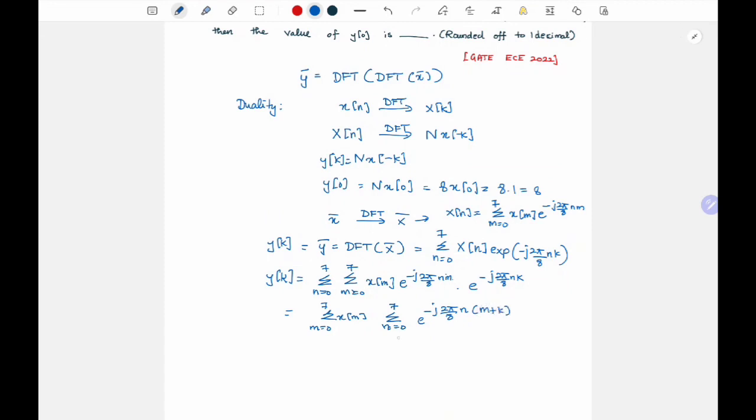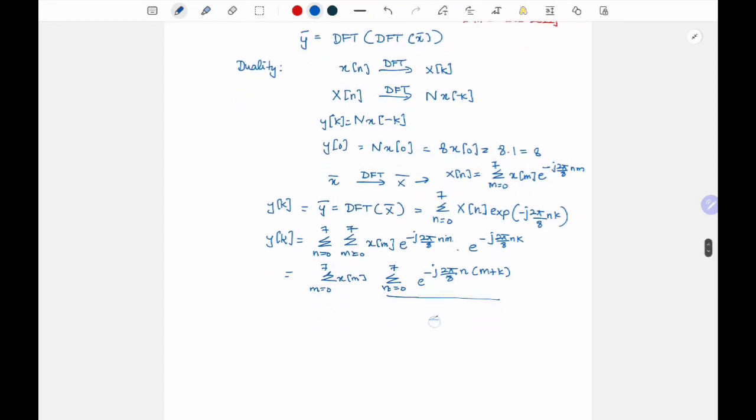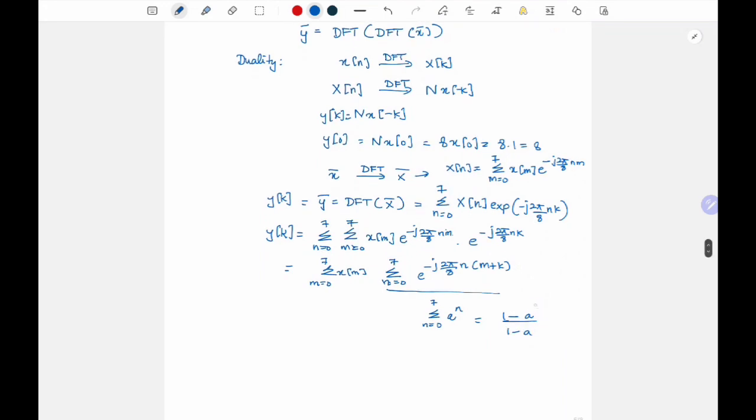So now we have to find this summation. So again this we know, summation n equal to 0 to 7 a power n. This is nothing but 1 minus a power 8 by 1 minus a, because it has 8 terms. This is when a is not equal to 1, and if my a is equal to 1, I'll just add 1 8 times, which will be equal to 8.